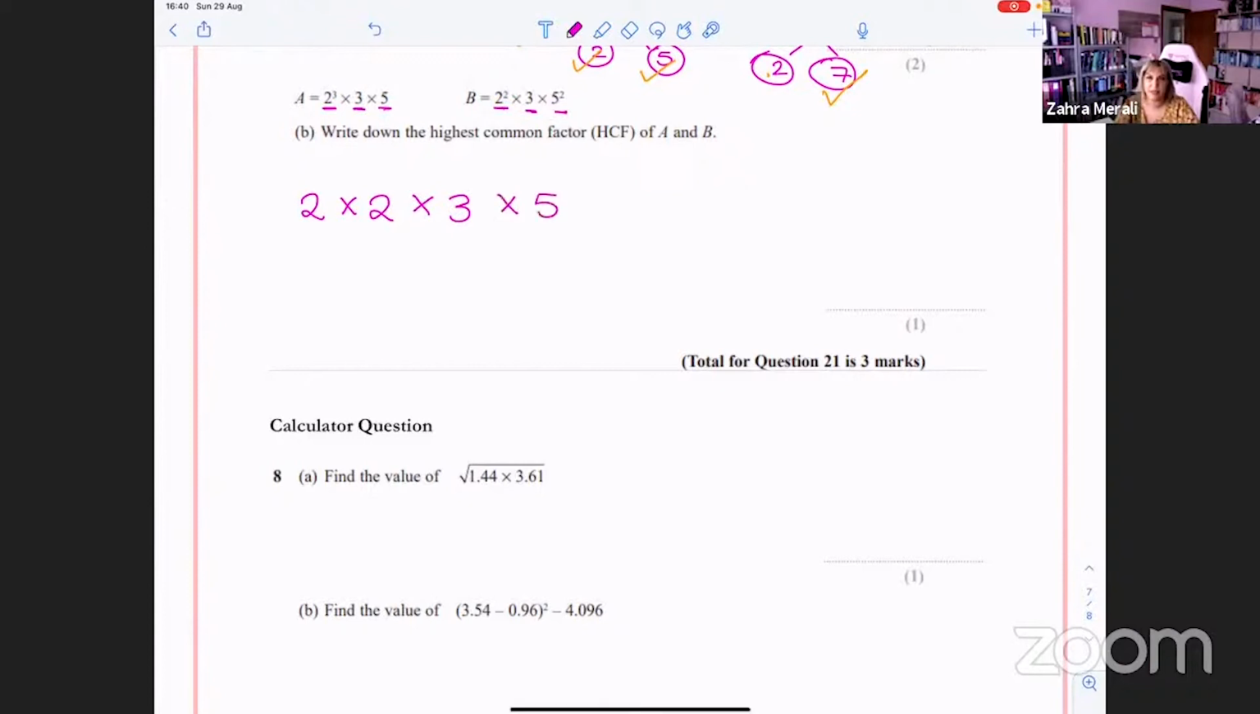And we'd multiply that. So 2 times 2, let's do it in bits. 2 times 2 is 4. Then we can times it by 3, which gives us 12. And then we can do 12 times 5, which we should know is 60. And so our highest common factor is 60. Okay, so I'm hoping that's made sense.